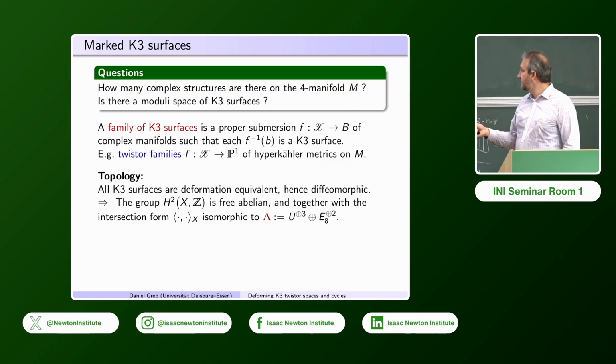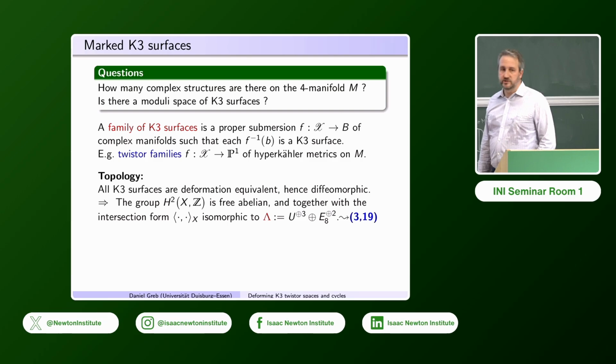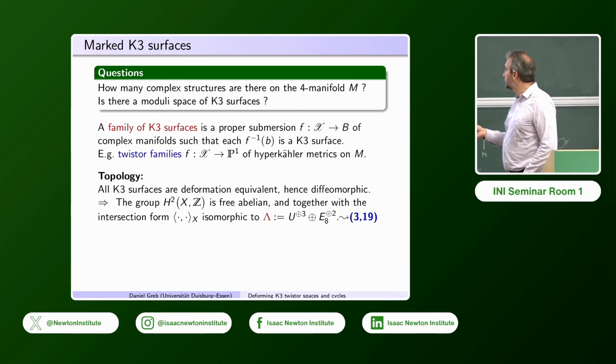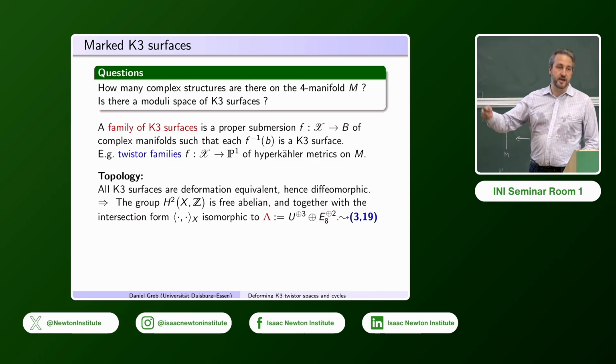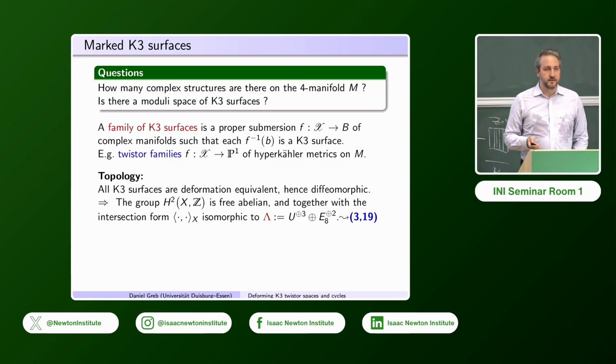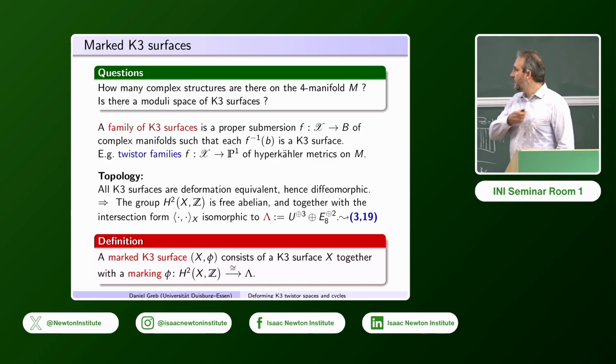And then you know what the intersection form is, in classical notation. For us, the most important information is that the intersection product has signature (3,19) on this Z to the 22. So that's non-degenerate, but indefinite. So the symmetry groups that will appear will be something like SO(3,19).